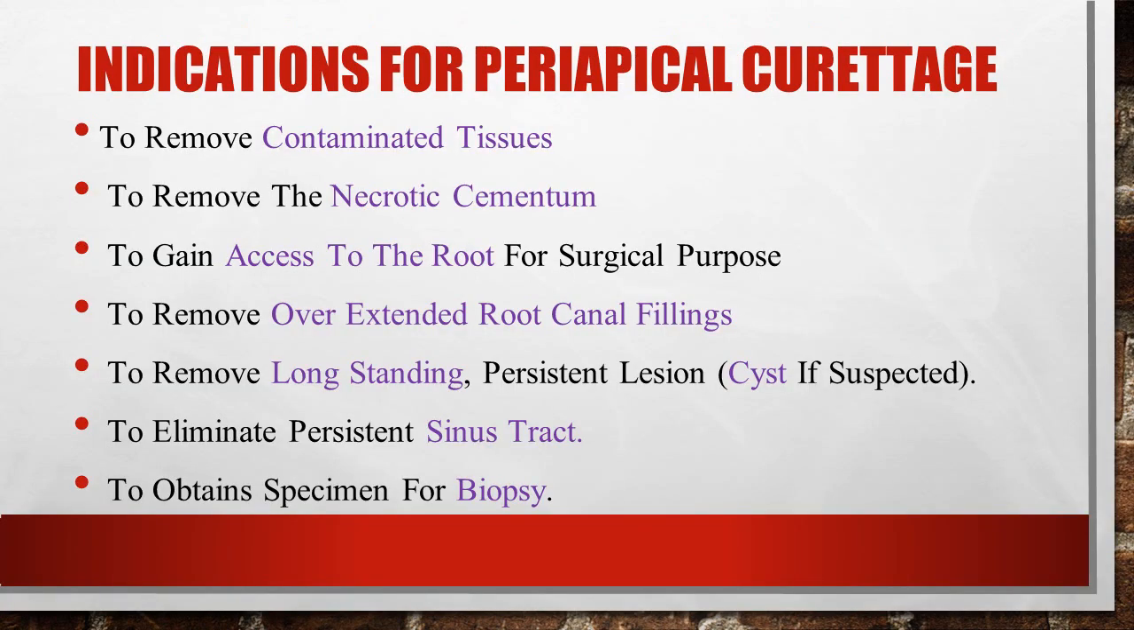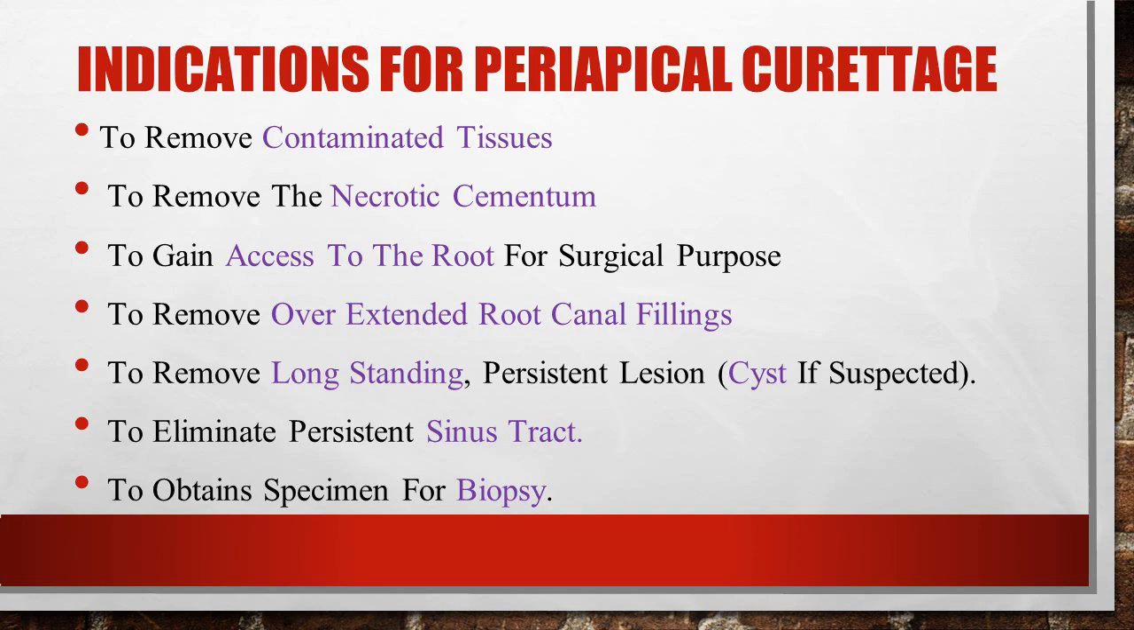So what are the indications for apical curettage? When do you do it, and why do you do it? The first and foremost is to remove your contaminated tissues. That includes the necrotic cementum also, which is formed as a result of the lesion. You want to gain access to the root for your surgical purpose, because you want to place your root end filling material. So it is not an orthograde filling, that is, you do not start from the root canal access opening area and then proceed to the root tip. You are going the other way around. You are proceeding from the root tip to the coronal surface.